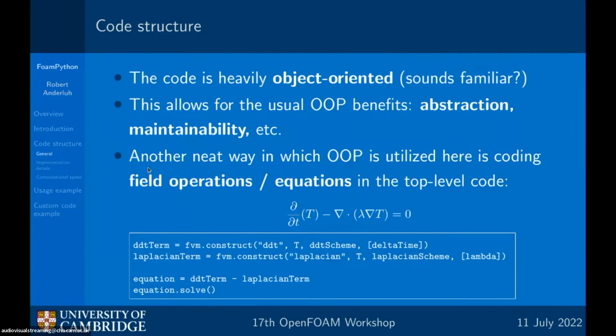So regarding the code structure, the code is heavily object oriented, same as OpenFOAM basically. It has a lot of the same naming for classes and so on. One nice thing that is allowed because of object orientation is very similar in OpenFOAM actually, but here's an example with Foam Python. You can write this equation in a sort of abstract but still tangible way, because of the high level of object orientation.